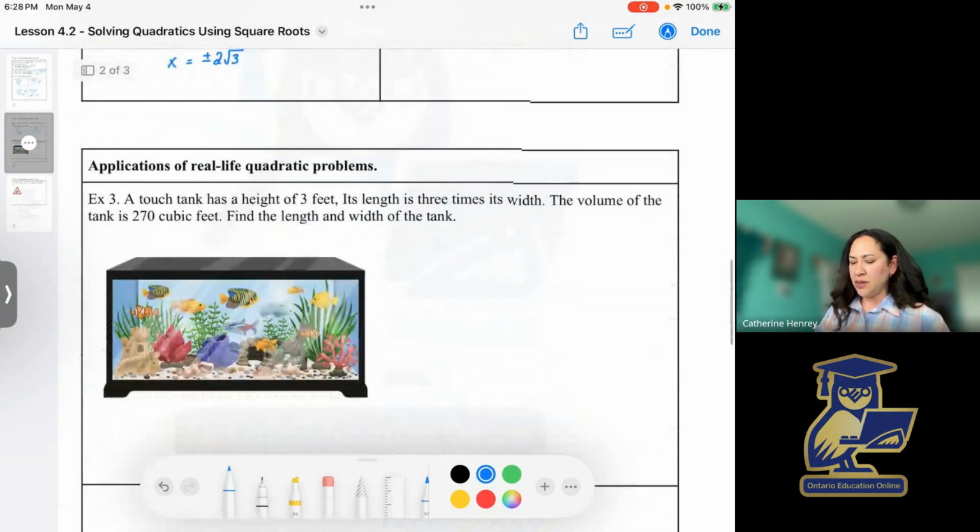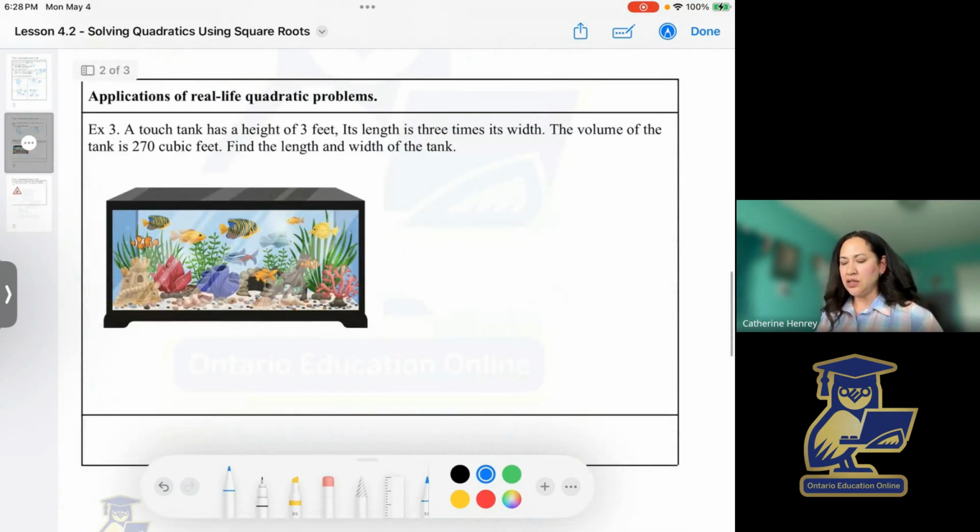Now I want to switch up a little bit and take a look at applications of real quadratic problems. So a touch tank has a height of 3 feet. Its length is 3 times its width, and the volume of the tank is 270 cubic feet. Find the length and width of the tank. So let's take a look at some of the information.